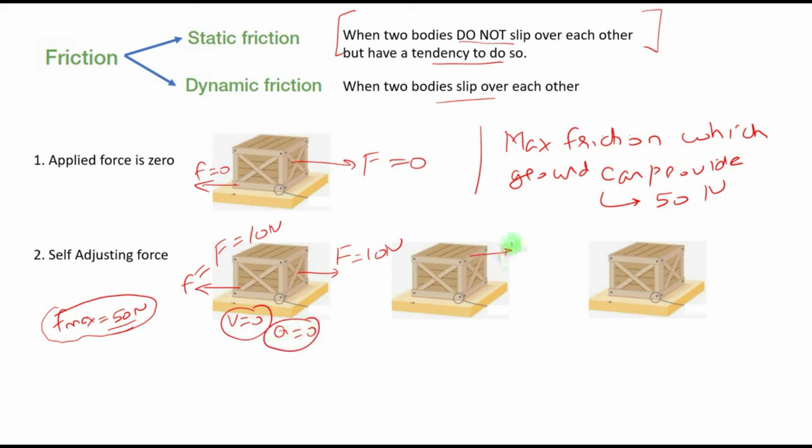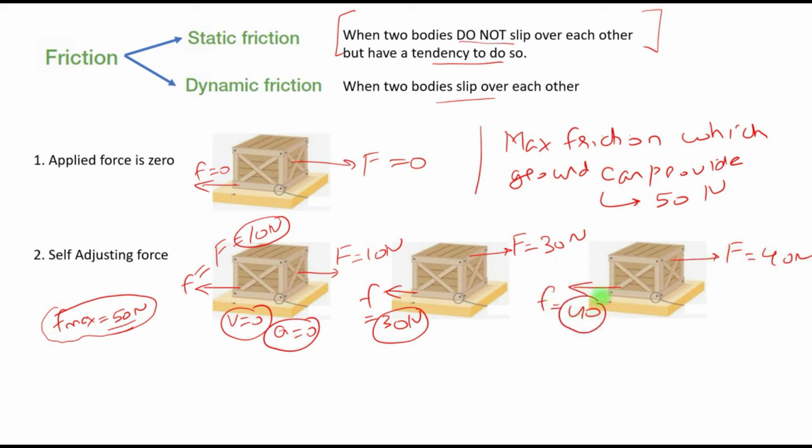Now let's take another example. If I take capital F as, let's say, 30 newtons, in that case the friction value becomes 30, so it increases from 10 to 30. Let me even increase the value of the applied force further. Let's say it is 40, then the friction force again increases to 40. So as you can see, as the force is being applied, the value of the friction is increasing, right? So it continuously increases till it reaches the 50 newton mark.